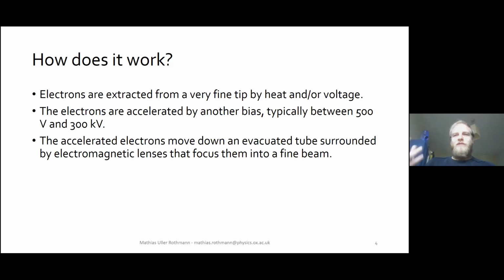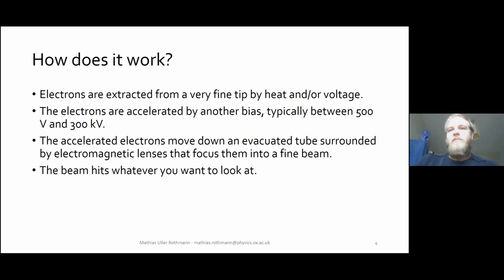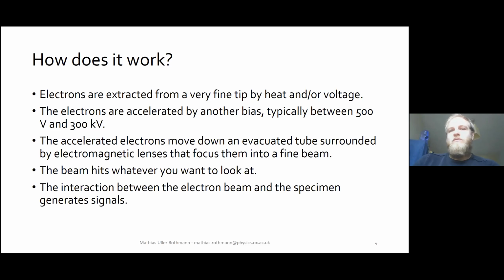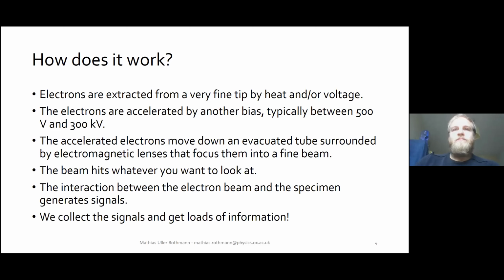These accelerated electrons then move down an evacuated tube. In this tube, you have electromagnetic lenses sitting around the electrons, and these lenses are able to focus the electrons into a very fine beam. The beam hits whatever you want to look at, and the electrons interact with the specimen and generate a signal of some kind. If we collect the signal, we can get a lot of information about what it is that we want to look at.